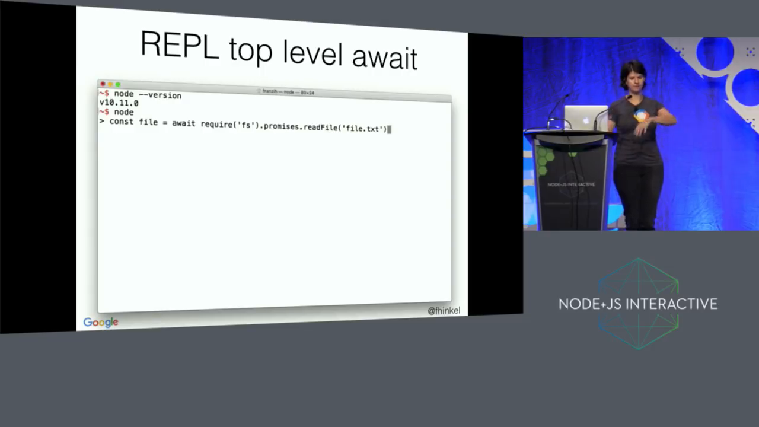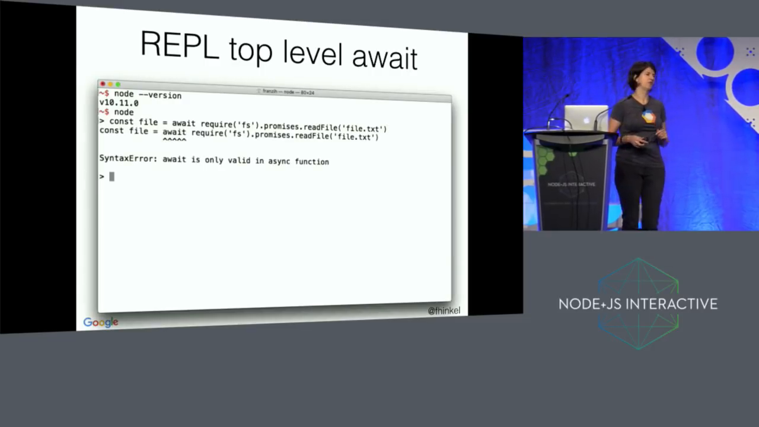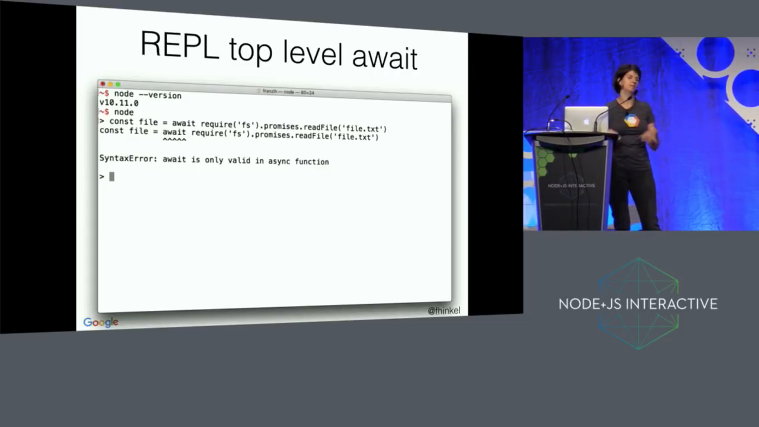So you're like, okay, read the file. And it's like, no, you can't do await here because you can only do await inside of a function. So you have to wrap all of this in a function. And at that point, you're like, oh, I give up on the REPL. I'm just opening a file and writing it there.